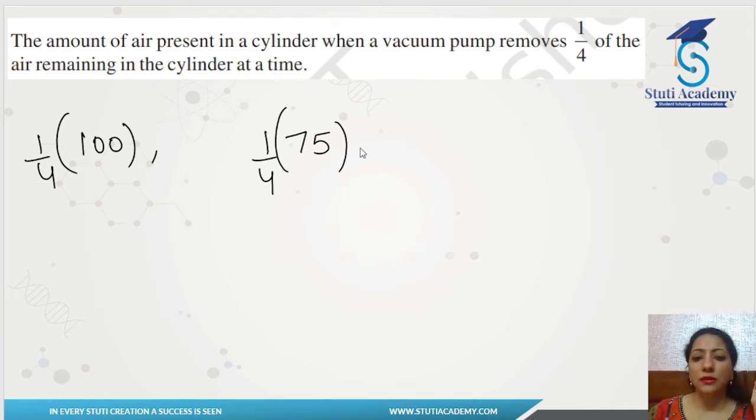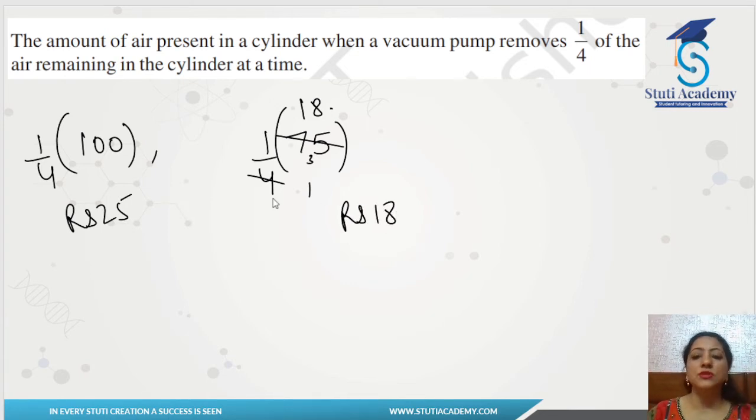So let us solve this one. Let us see how much we are getting. We'll get something in decimal. So we'll get here 1 and this would be 8, 18 point something we'll get. So here I was taking 25 rupees from you and here I was taking 18 rupees from you. So 1/4 of the remaining every time I was taking from you.